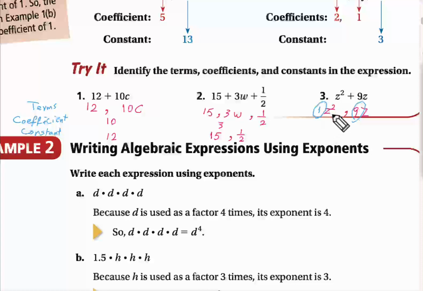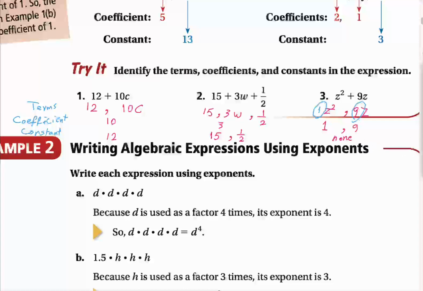We call the 2 the exponent. The 2 is the power or the exponent. So the coefficient, we have 1, and here in the second term, 9. Do we have constants? No, we don't have any constants. So when we don't have a constant, here we can write there is none, or we don't have a constant. Okay, thank you, my hero.